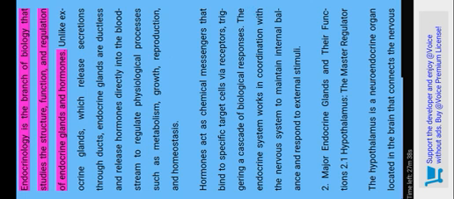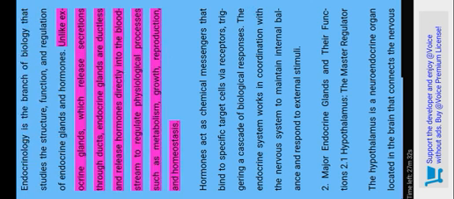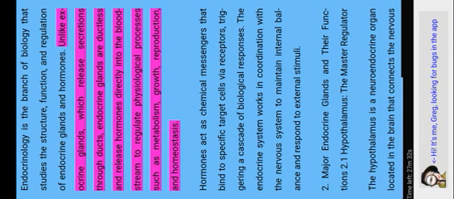Introduction to endocrinology. Endocrinology is the branch of biology that studies the structure, function, and regulation of endocrine glands and hormones. Unlike exocrine glands, which release secretions through ducts, endocrine glands are ductless and release hormones directly into the bloodstream to regulate physiological processes such as metabolism, growth, reproduction, and homeostasis.